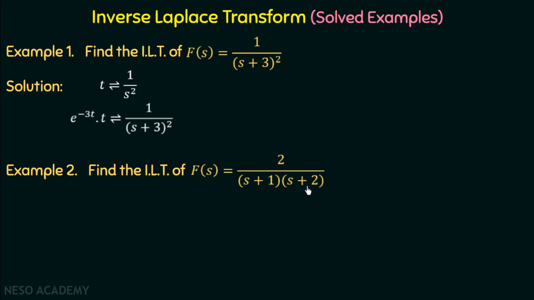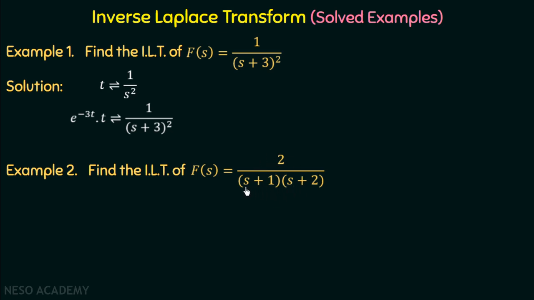Before going to the partial fractions, we need to understand that partial fractions can be calculated for proper fractions, and in proper fractions, the degree of the denominator is greater than the degree of the numerator. In this case, the degree of the denominator is 2.